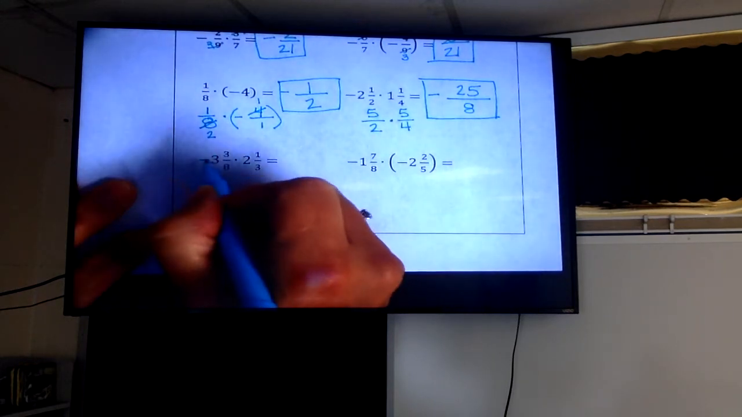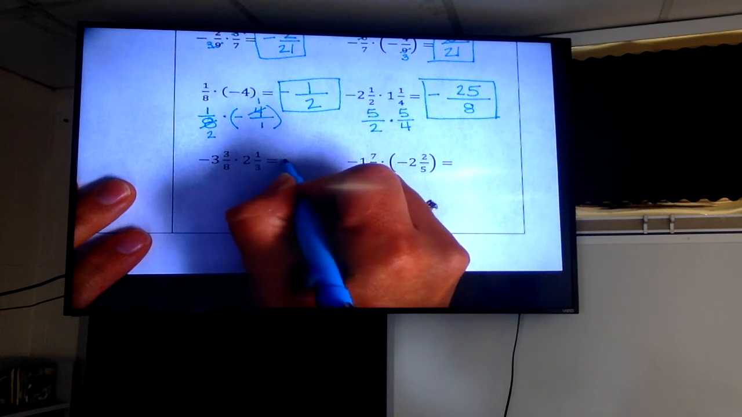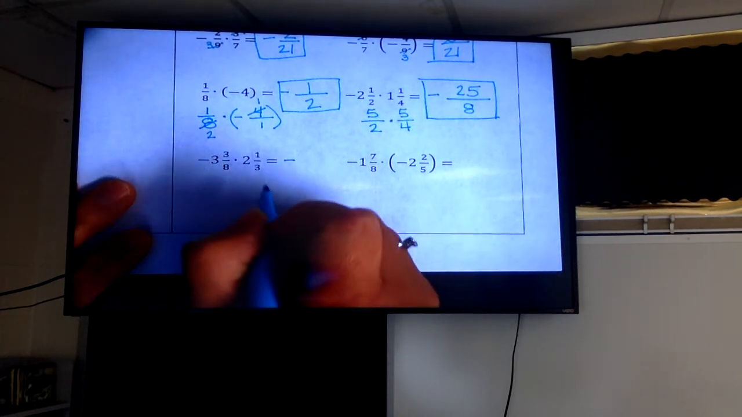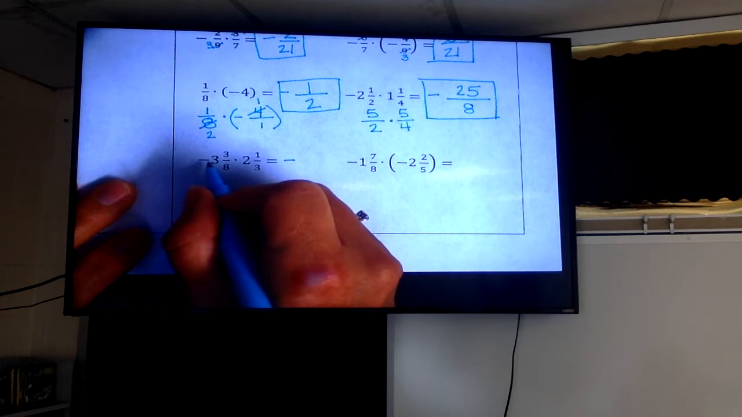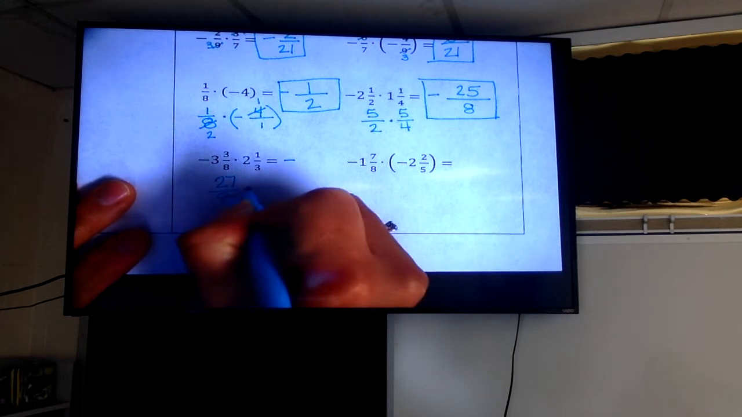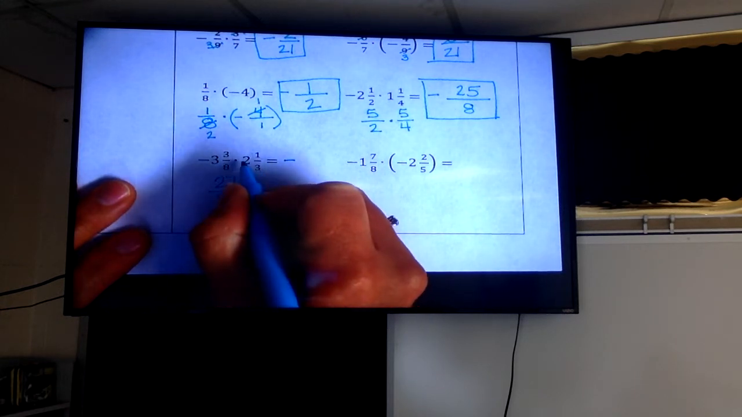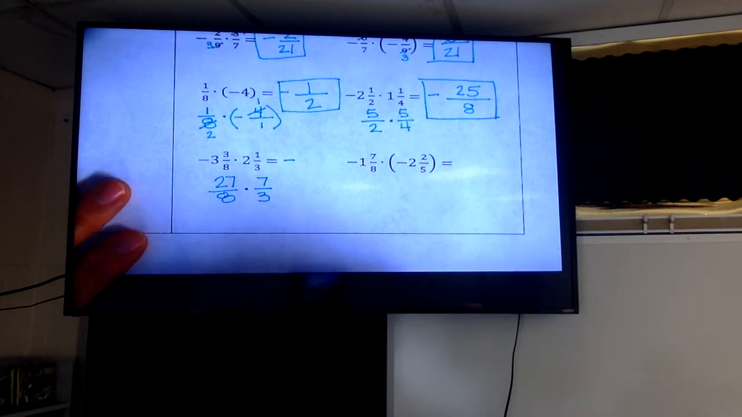All right, next one. Negative 3 3/8 times positive 2 1/3. A negative times a positive is a negative. Okay, make them improper. 8 times 3 is 24, plus 3 is 27 over 8, times 3 times 2 is 6, plus 1 is 7, so 7 over 3.